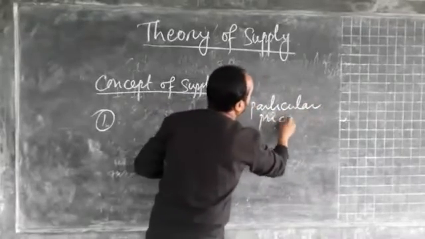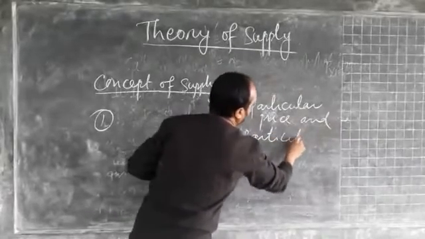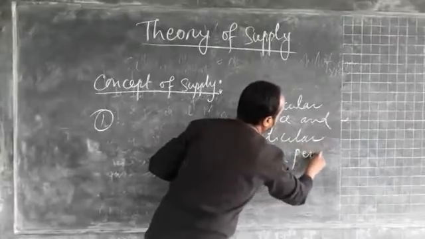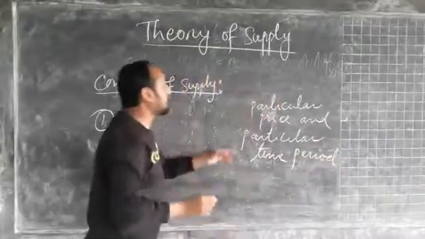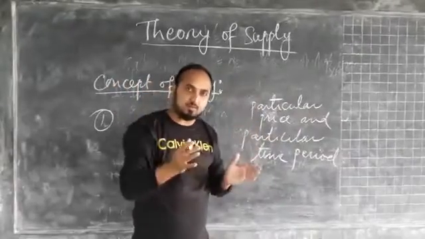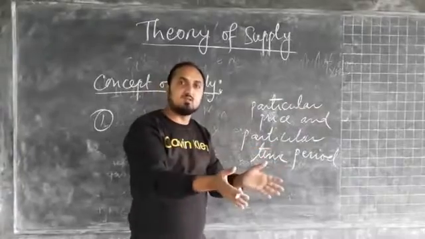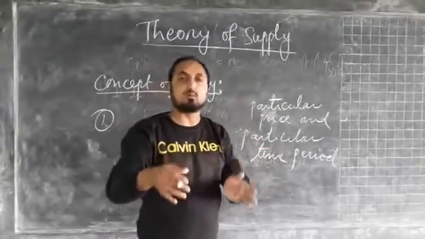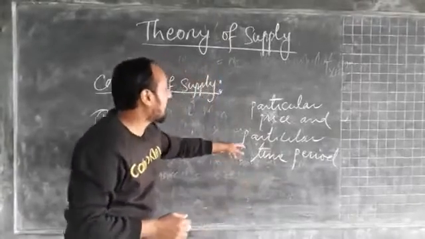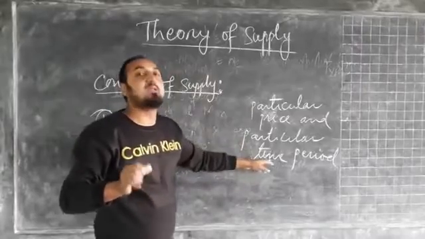So we have mentioned there particular price and particular time period. So as I have already explained, this particular price means whenever the quantity is being supplied, that is with the reference to price. It may be in the terms of kg or maybe in the terms of quintal or maybe in the terms of tons. So second thing, we have supply of commodity is also expressed in the terms of time period.